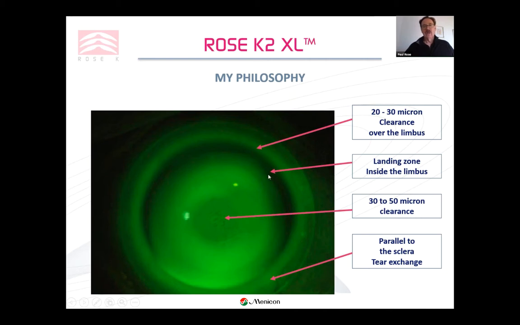If this landing zone is too wide, the lens won't move enough. You have 30 to 50 microns clearance here, minimum of 30, maximum of 50 over the highest point on the cornea. In keratoconus, that's central, but in pellucid, it's right down here. And then you have a nice fluorescent layer out to the edge of the lens, and that's going to be at least 50 microns deep, and probably in many cases a little bit more.